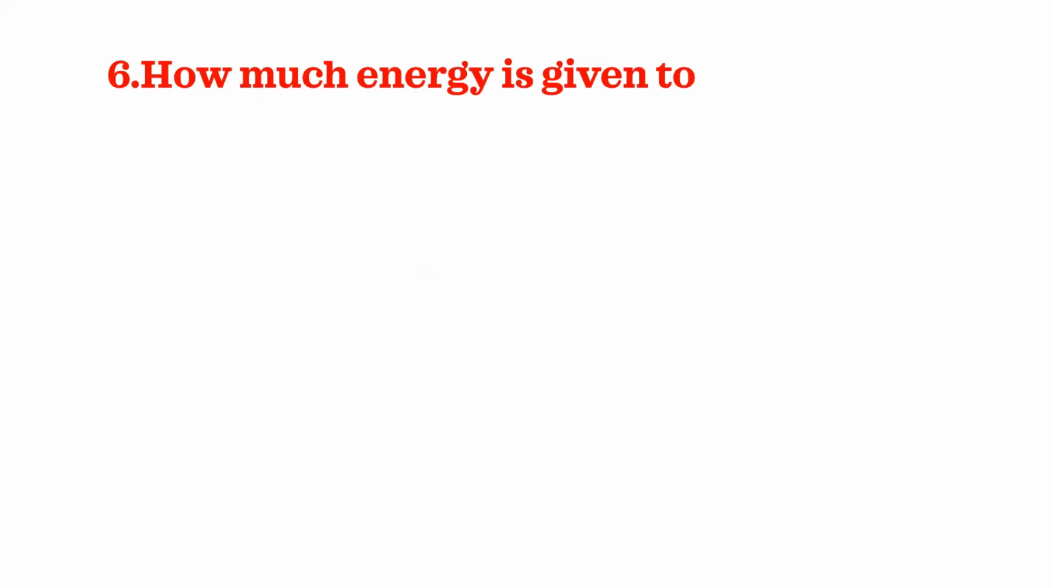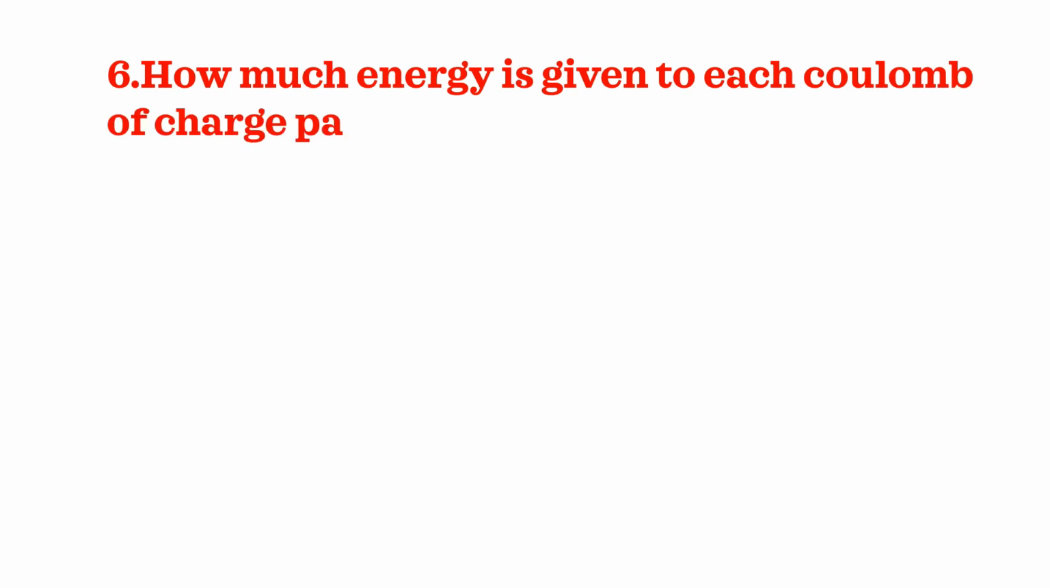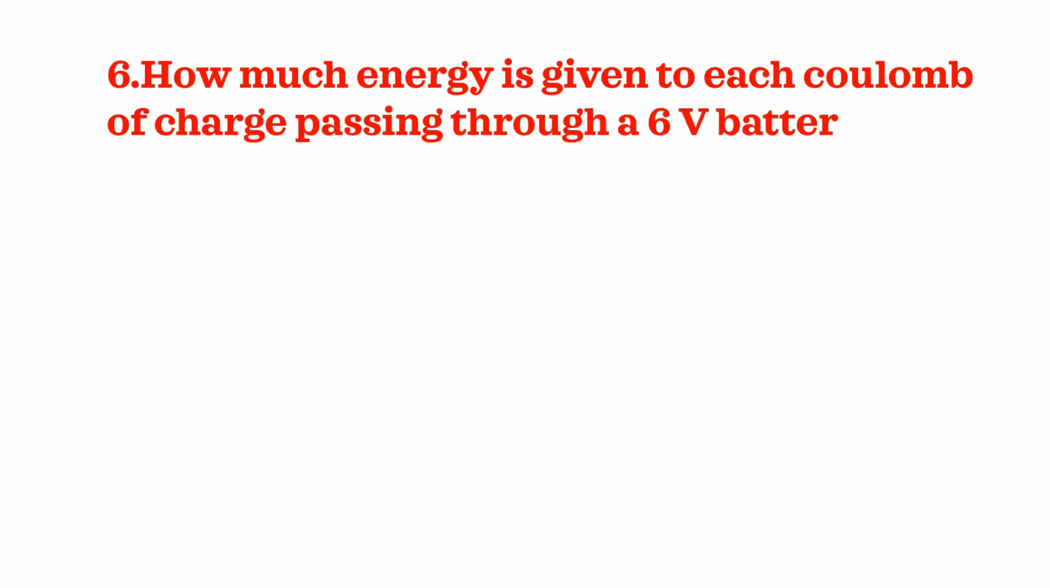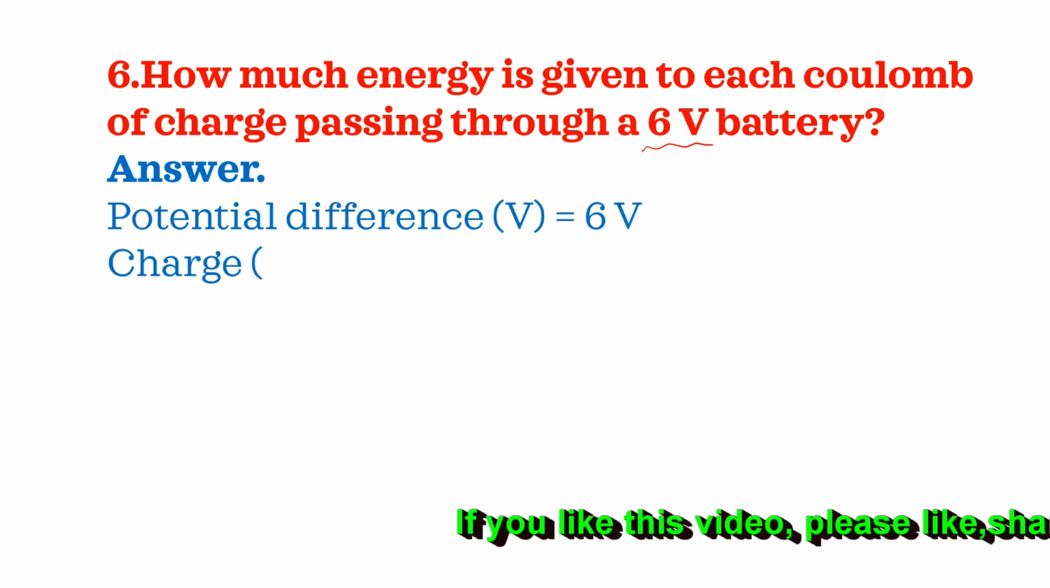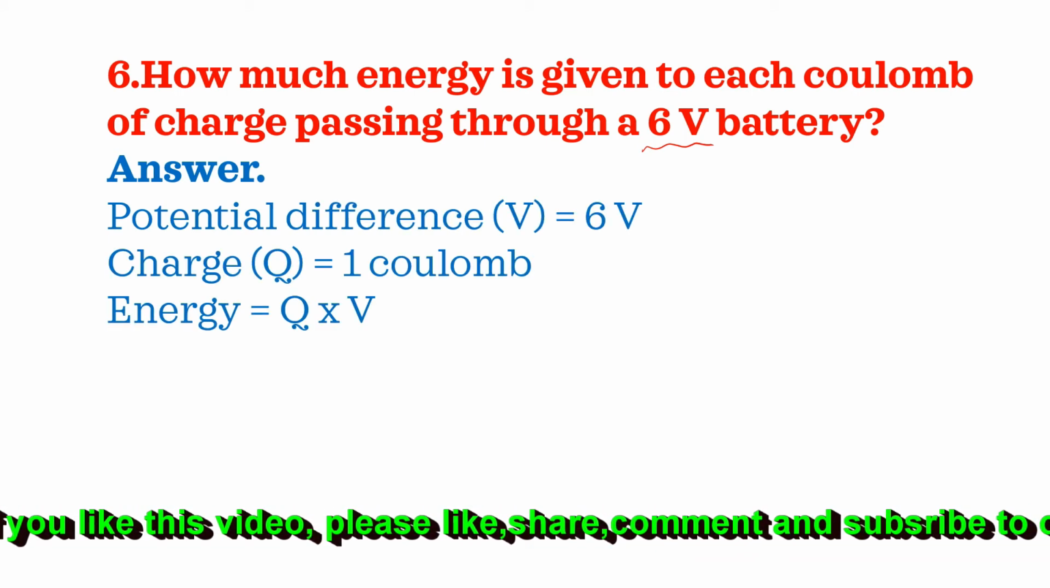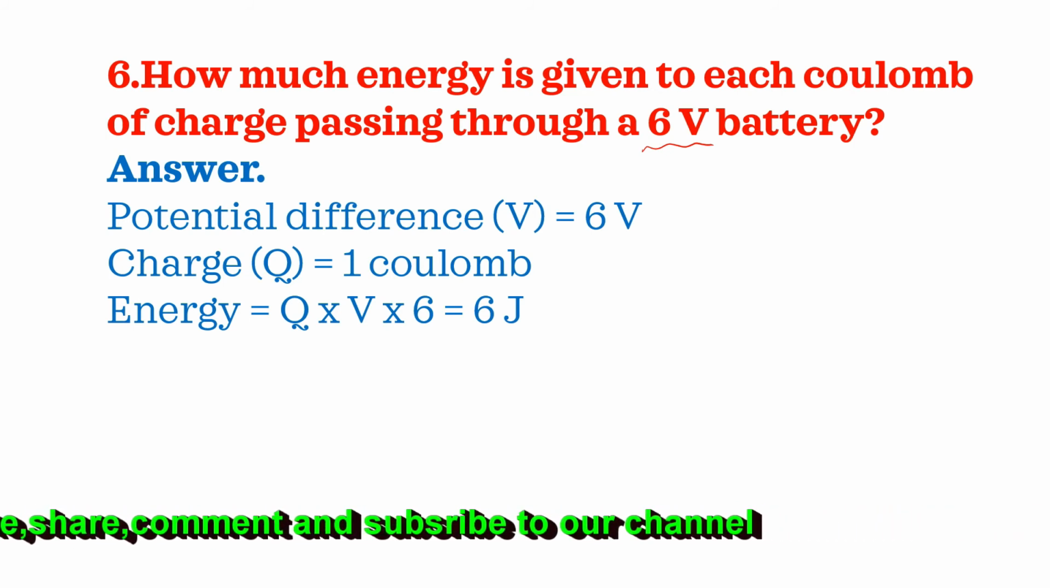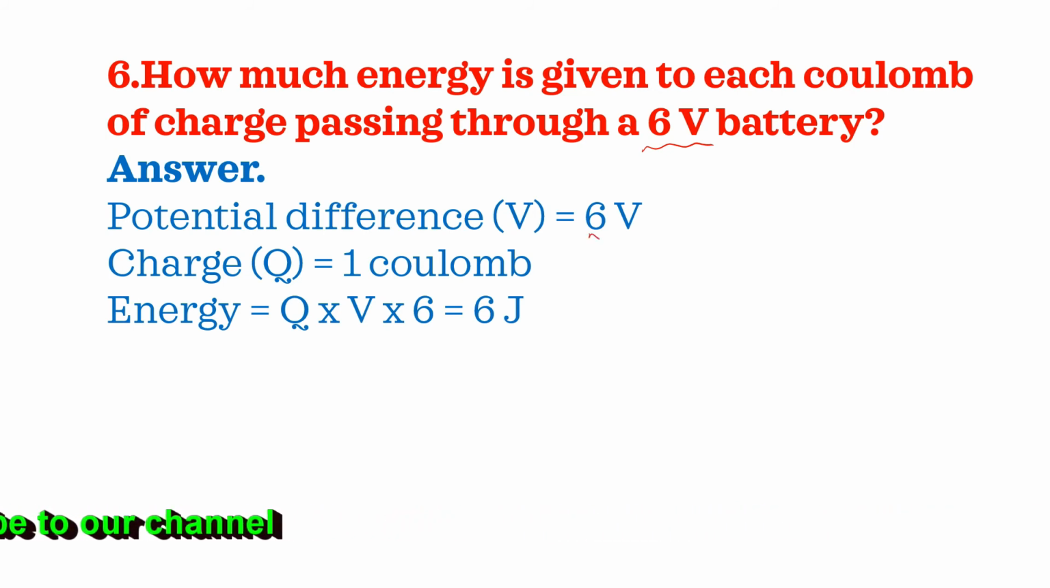Next, how much energy is given to each coulomb of charge passing through a 6 volt battery? Here we are calculating the energy given to each coulomb of charge. Given that the potential difference V is 6 volts and the charge Q is 1 coulomb. So energy is equal to Q into V.